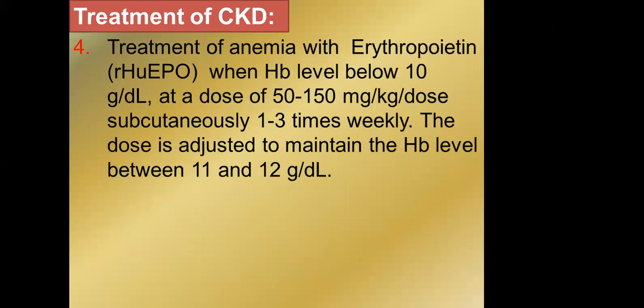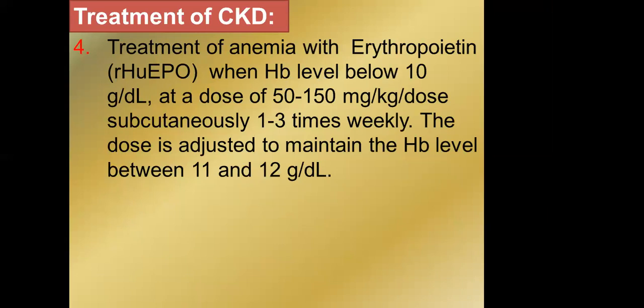Treatment of anemia with erythropoietin, recombinant human erythropoietin, when hemoglobin level is below 10 gram per deciliter, at the dose of 50 to 150 units per kg per dose, subcutaneously 1 to 3 times weekly. The dose is adjusted to maintain the hemoglobin level between 11 and 12 gram per deciliter.